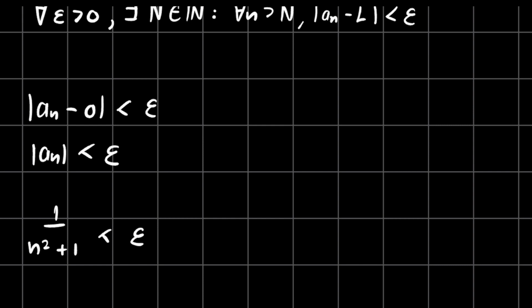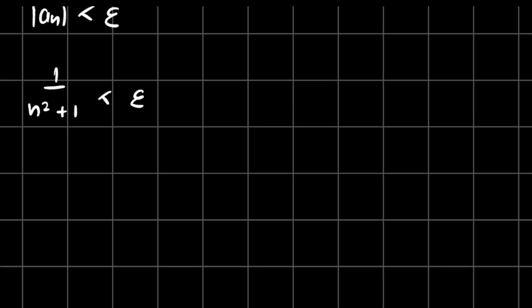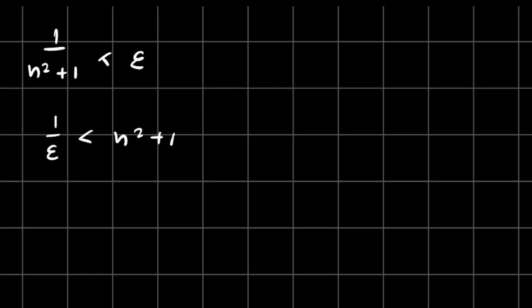And now we want to clear for n. So what we do here is we're going to do first 1 over epsilon, which is going to be n squared plus 1, which in this case we're going to have epsilon minus 1, and then square root, right? Square root is going to be n, basically.